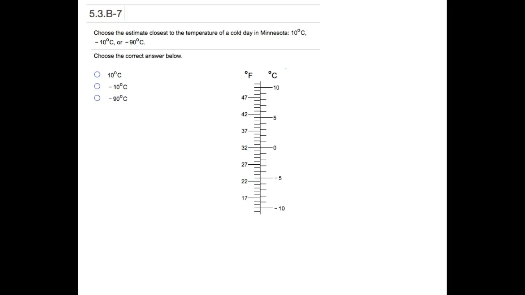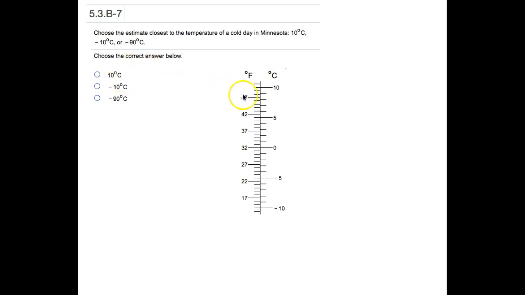Hi, so this is problem 5.3.B-7. It says choose the estimate closest to the temperature of a cold day in Minnesota: 10 degrees Celsius, negative 10 degrees Celsius, or 90 degrees Celsius. Choose the correct answer below.